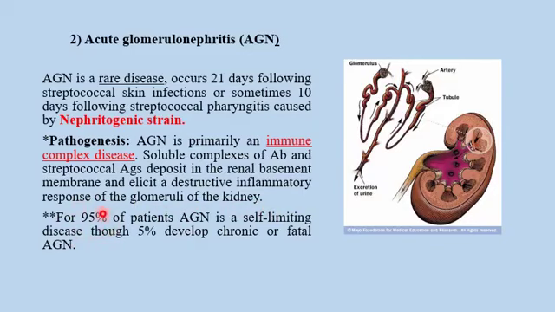95% of the patients caused by this acute glomerulonephritis بيحصل لهم recovery by self-limiting يعني it is a self-limiting disease وبيحصل recovery alone من غير أي علاج without any treatment. ولكن 5% develop chronic or even fatal glomerulonephritis.